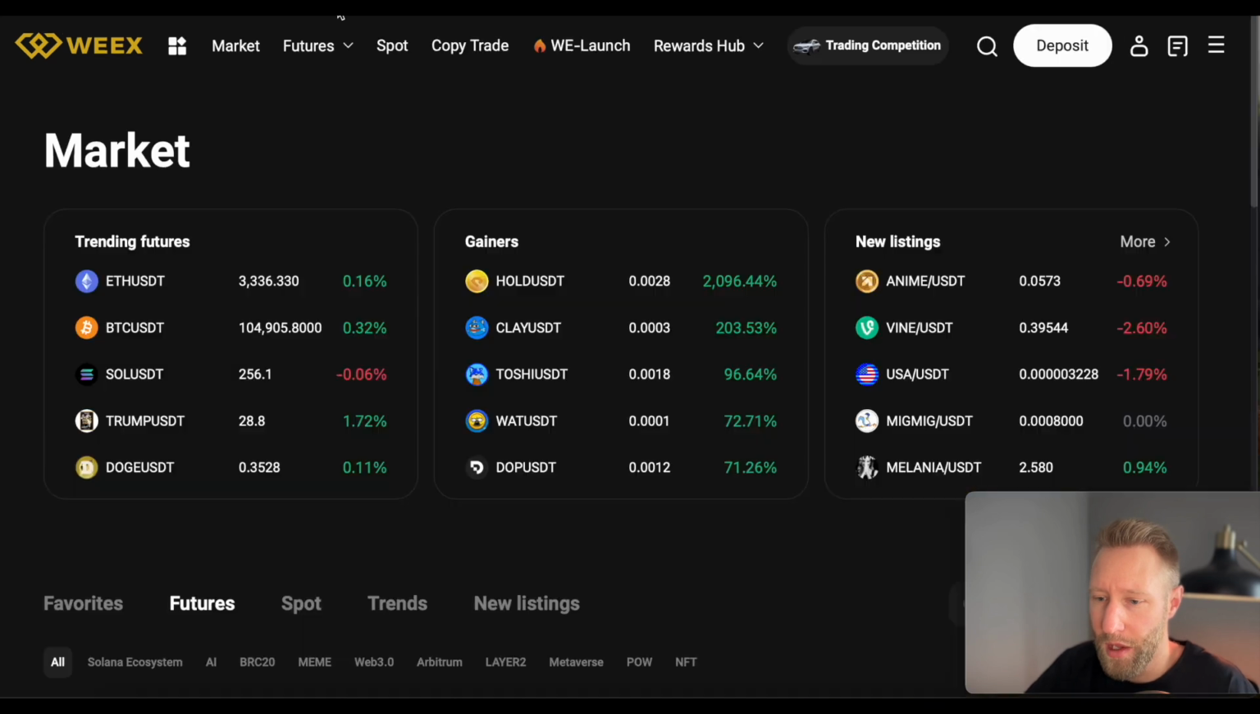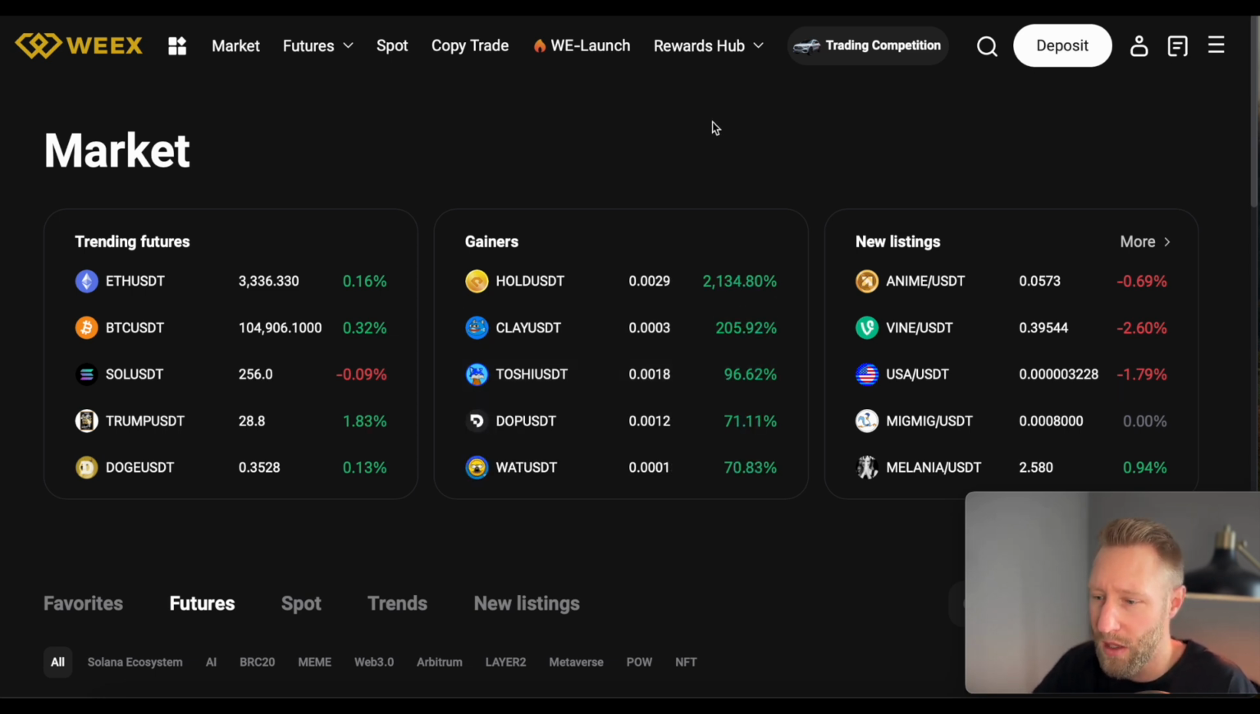And so let's go ahead and take a look at the Weex platform here. We can see the layout here is very similar to other exchanges. They have their trending futures, gainers, and new listings. One of the ones I've been paying attention to today is Toshi here. That was listed on Coinbase just a couple of days ago. However, we can see this is already up 96% just today.